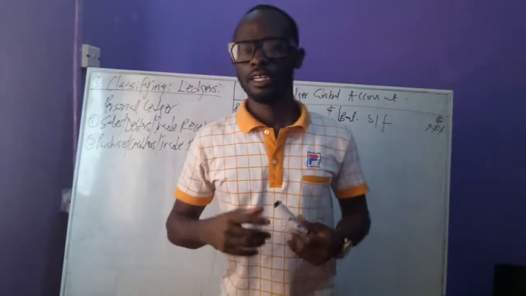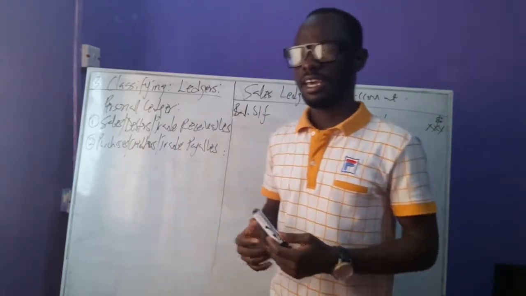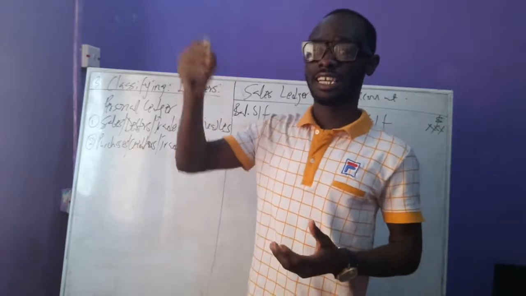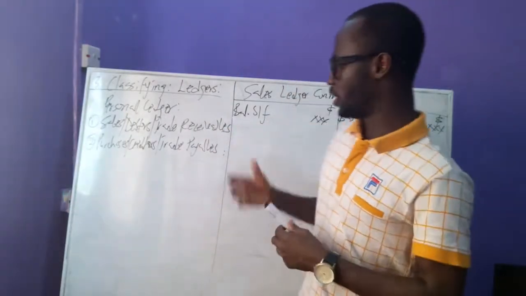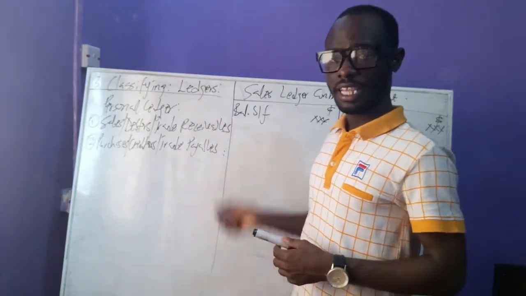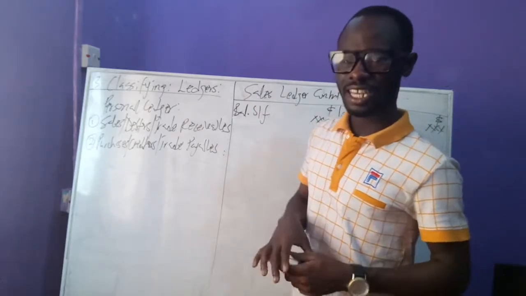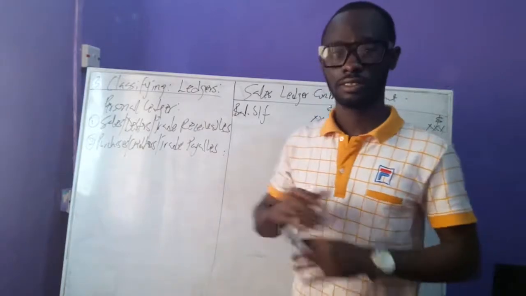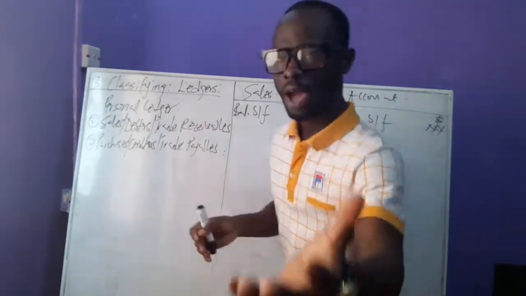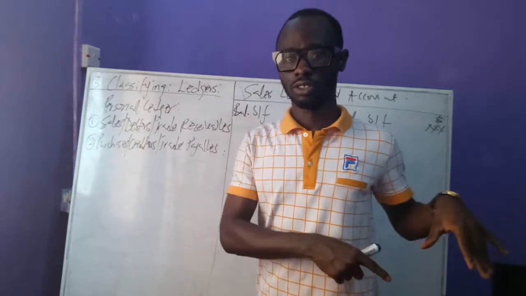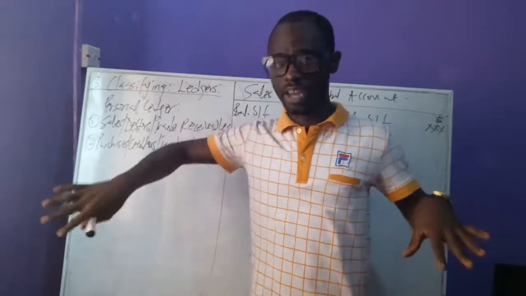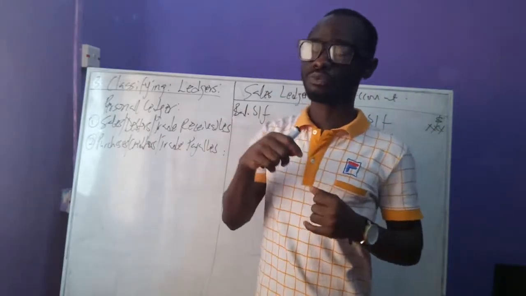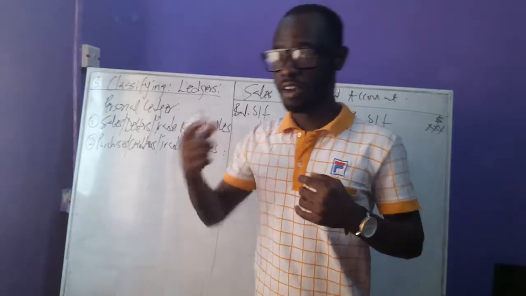Now, the debtor has a debit balance. So anything that increases the debtor's amount is written on the debit side. Anything that decreases the debtor's amount is brought on the credit side. As simple as that. So when you buy goods from me, I debit your account. When you give me money, I credit your account. When you buy goods again, I debit. When you pay, I credit.